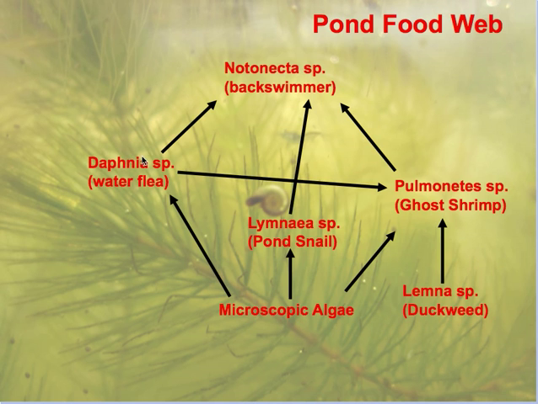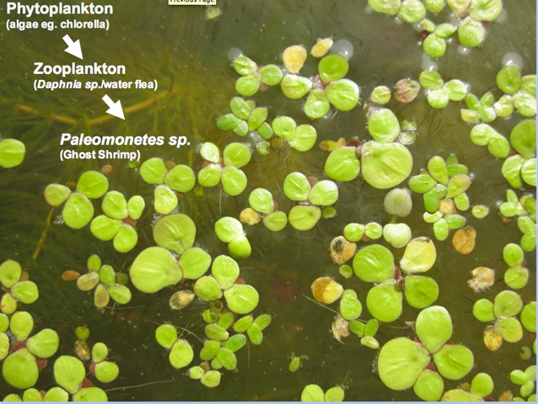Producers being the first trophic level, primary consumers being the second trophic level, and secondary consumers being the third trophic level. And of course, if you expanded things and you had something that fed on Notonecta, the back swimmer, then that would be a tertiary consumer. And if you went even further to have something feeding on the tertiary consumer, that would be called a quaternary consumer.